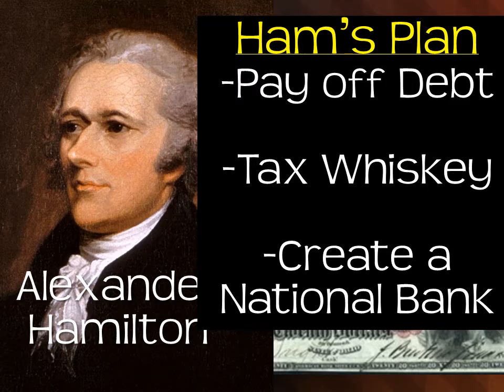The third thing was to create a national bank, because by creating a national bank, everything becomes more stable, more secure. You can create a dollar bill that's true for every single state, so not every single state has their own dollar bill. And it's all very unified, it's all very together, and it helps create a lot less chaos and solve that problem. So this was Alexander Hamilton's 3-part plan: pay off debt, tax whiskey, and create a national bank.